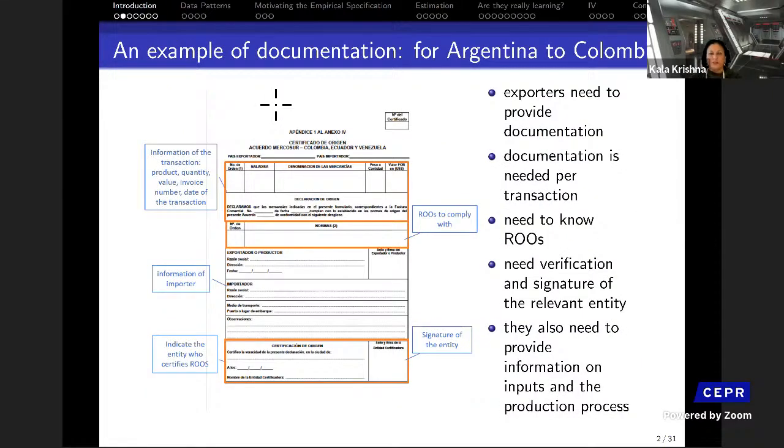Just before that, let me show you what kind of documentation you have. You have to fill in this kind of a form for every transaction. You need to know the rules of origin that you comply with. You need verification. You need to provide information on inputs in the production process. Lots of details.